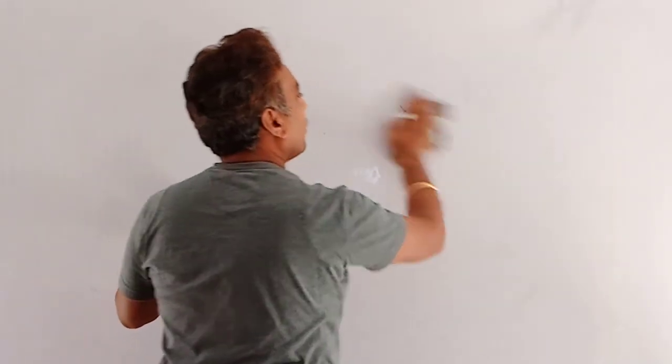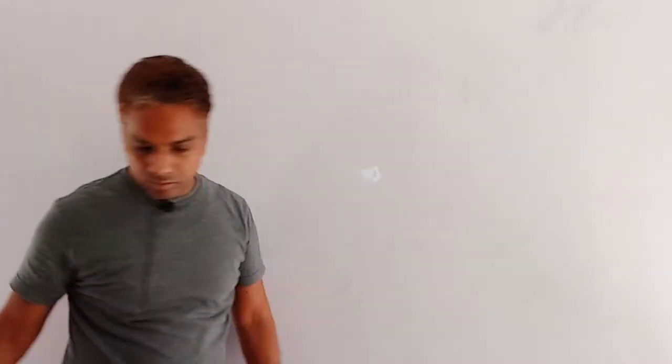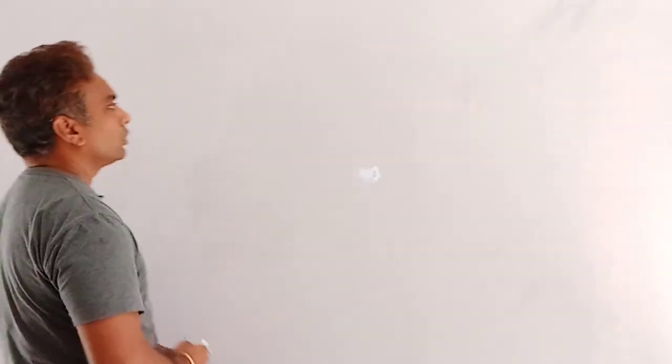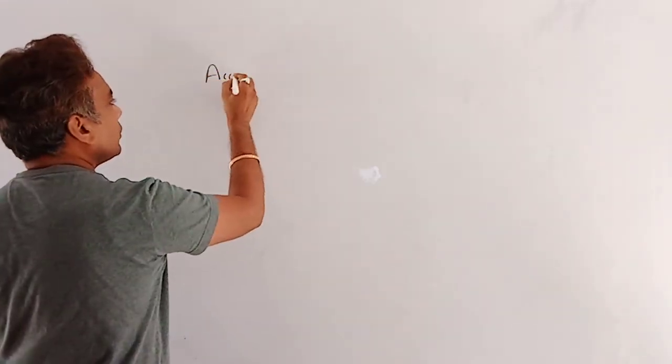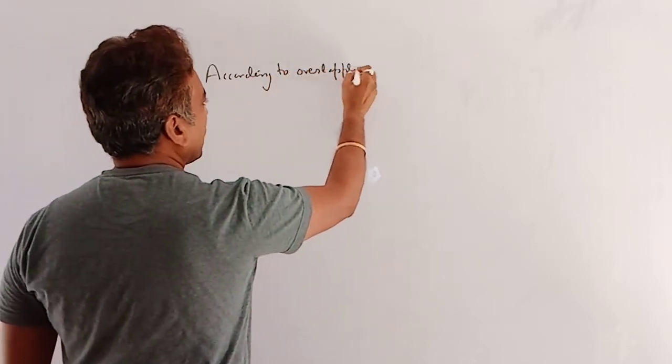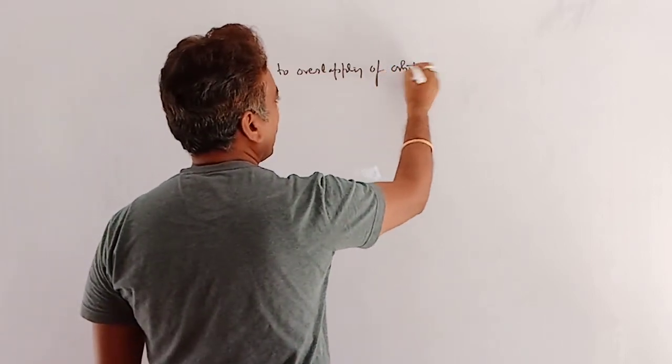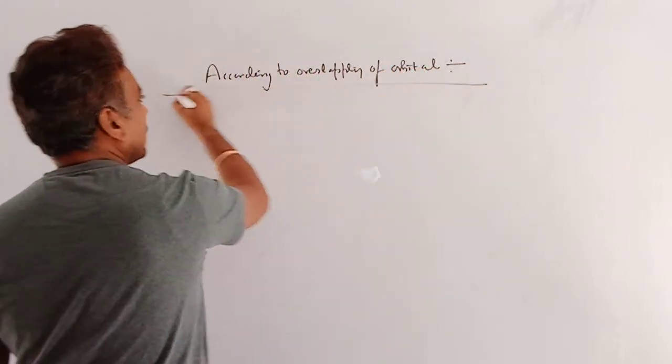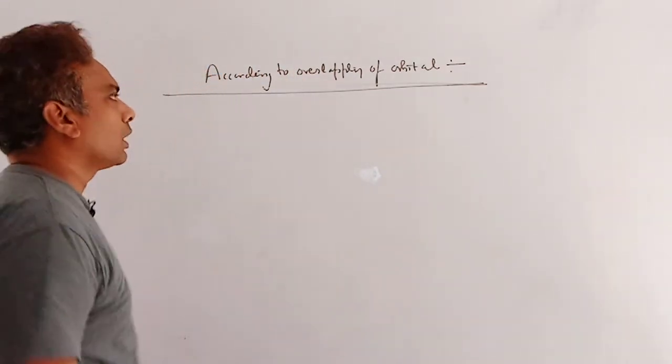Now, the types of covalent bond according to the overlapping of orbital. It will be divided into two different ways. One is sigma covalent bond and another is pi covalent bond. So according to overlapping of orbital, covalent bonds are of two types.